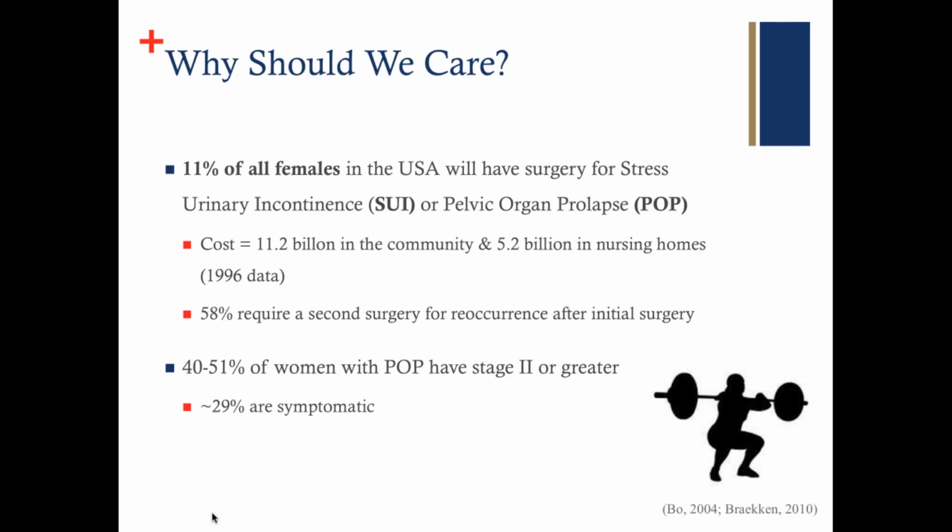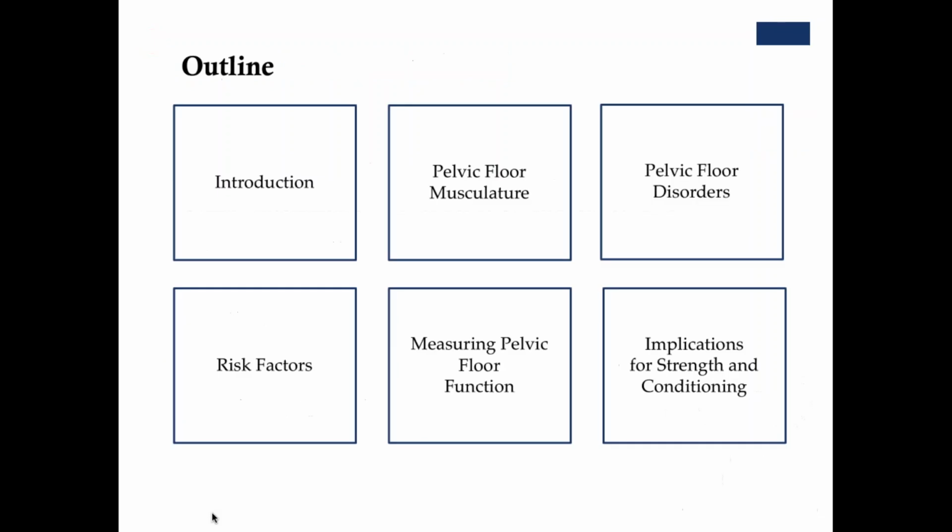We'll talk about that a little bit later, of what that actually means in terms of the stage of organ prolapse. About 30% are symptomatic. Well, what does it tell us on the flip side? We can do the math, right? That means about 70% are asymptomatic. We're not able to feel or identify the symptoms associated with the condition.